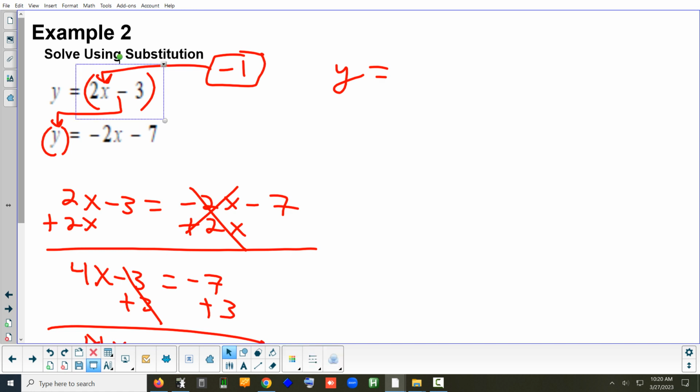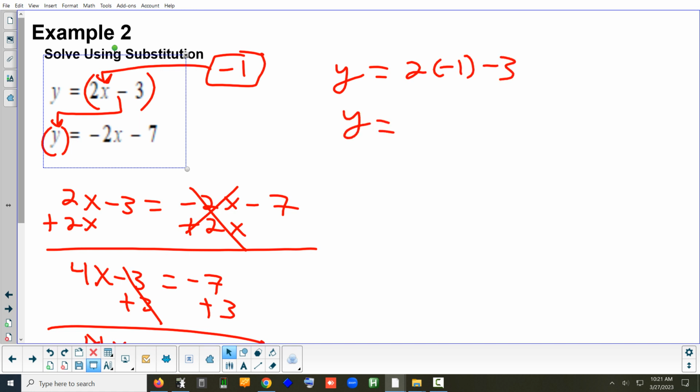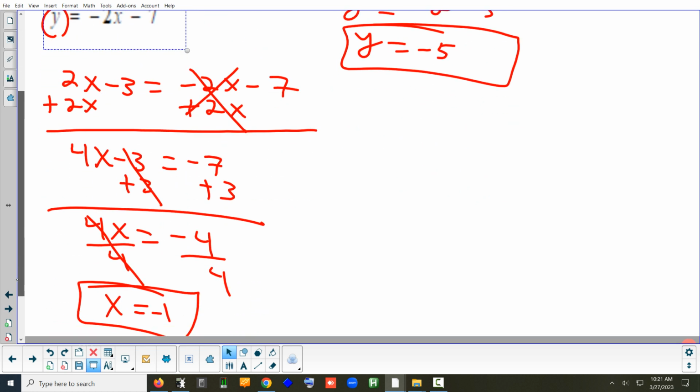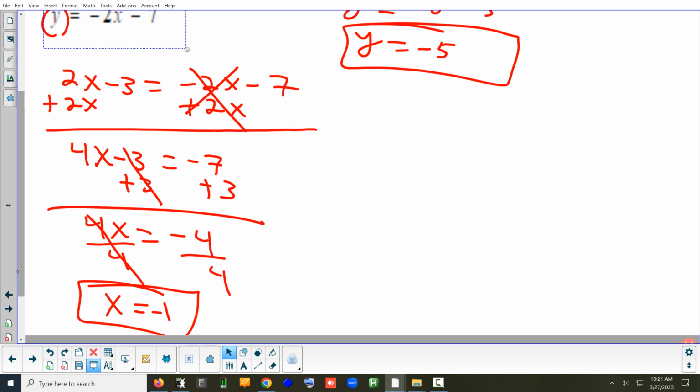So we get y equals 2 times negative 1 minus 3. And 2 times negative 1 is going to give me how much? Negative 2. And what's negative 2 minus 3? Negative 5. Yep, negative 5. Perfect. There you go. So nothing special at all.